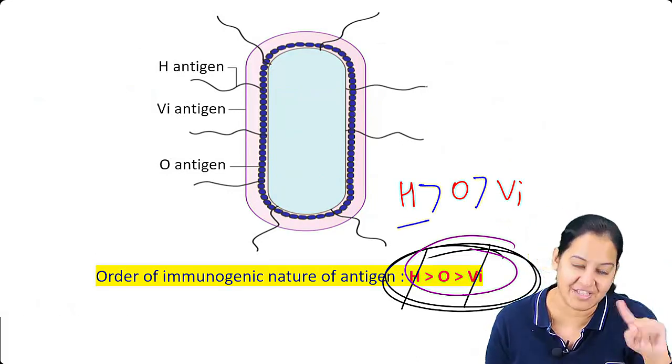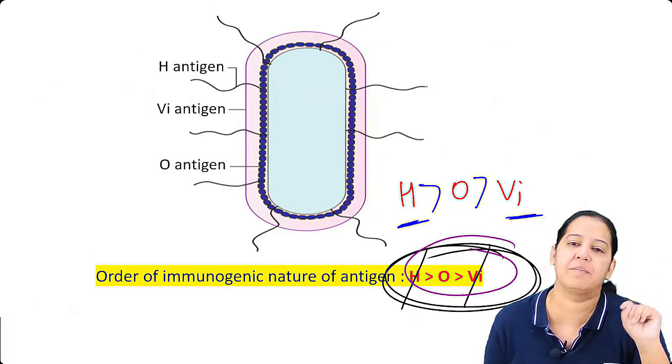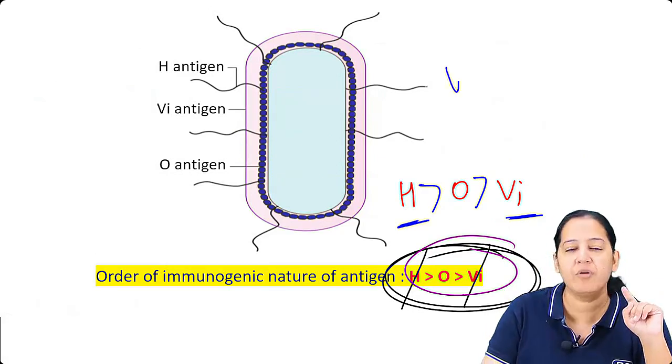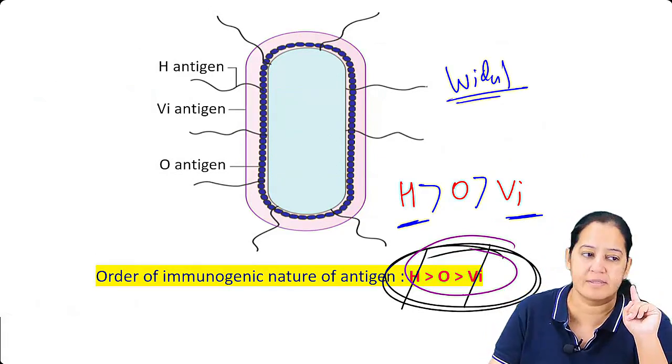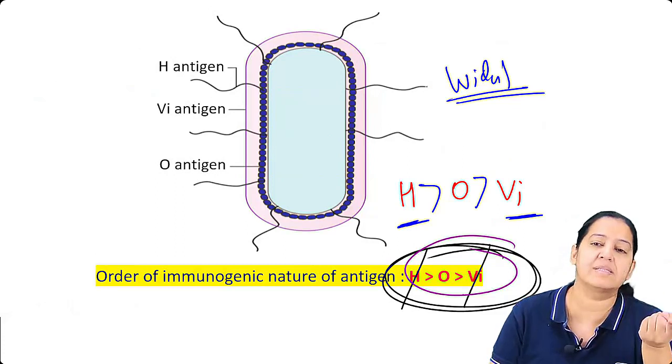So you will see now H is maximum antigenic, VI is minimum antigenic. Got my point? Have you heard about Vidal test? कितनों ने सुना है Vidal test? Everyone knows. Vidal test is for typhoid.